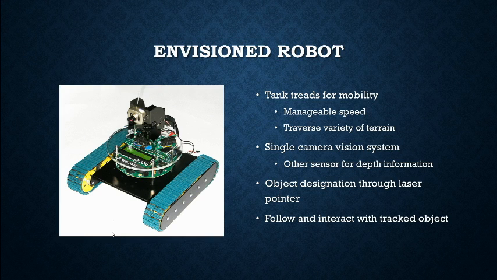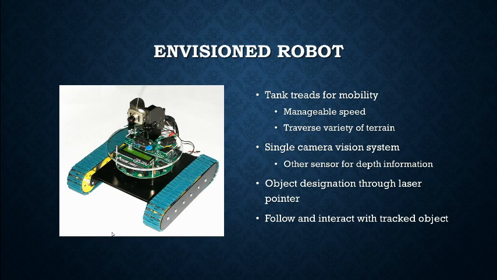But for the structure of the robot, this is what I was thinking. Use tank treads for mobility. That way you're not moving too fast and you don't have to worry about jerky motion. And also it allows it to move over a variety of terrain so that it can track things that go over obstacles and that stuff. At least that's what I'm thinking. I would like to keep it to a single camera because stereoscopic vision can get complicated, and I don't want that to take up my entire project. I'd rather work on the object tracking part. So I'll rely on a different sensor to do depth information and that kind of stuff.